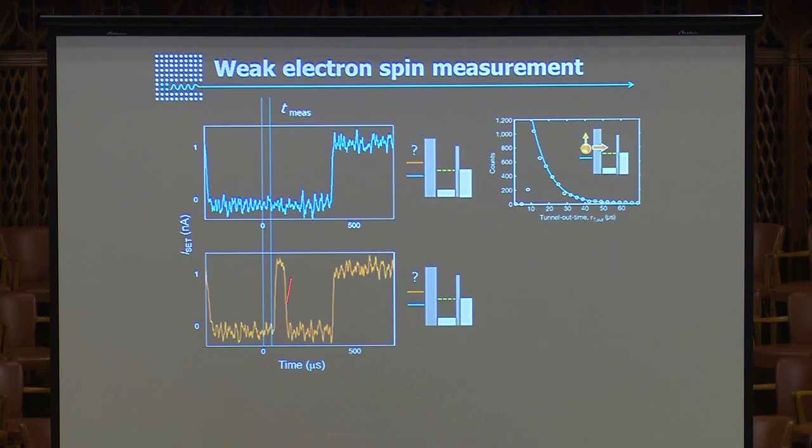Now, going back to the electron spin measurement, remember that I was telling you, okay, you get a projective readout if you wait at the readout position for much longer than the tunnel time. What if you don't? Well, if you don't, then you have a weak measurement. So let's say I waited for only this time interval here, which on this scale would be some 20 microseconds. If I get zero current, it doesn't really mean that I'm sure the spin is down. But the longer I see no current, the more confident I become that I'm observing a spin-down electron.